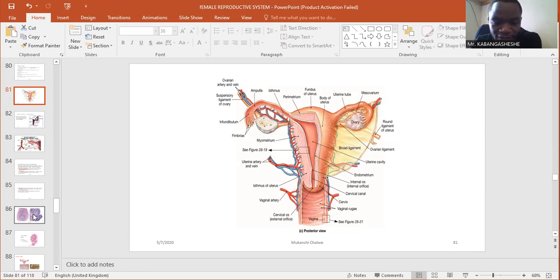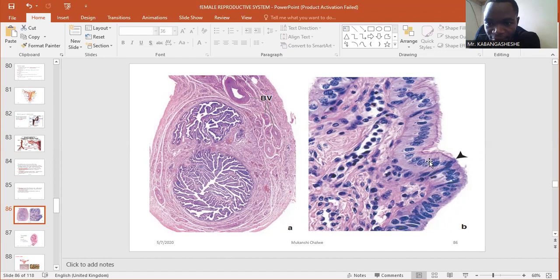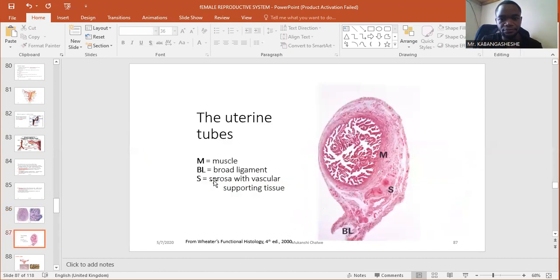In addition to that, the cilia, that is part of this mucosa, helps to move the ovum towards the uterus. So two factors promote movement of the ovum, that is peristaltic movement of the muscles in the fallopian tube and the cilia in the mucosa itself. So that is a fallopian tube.